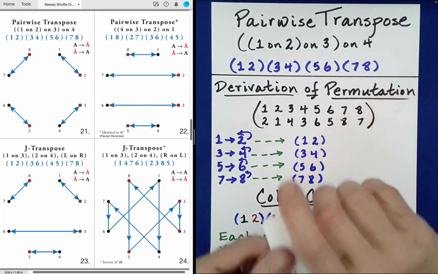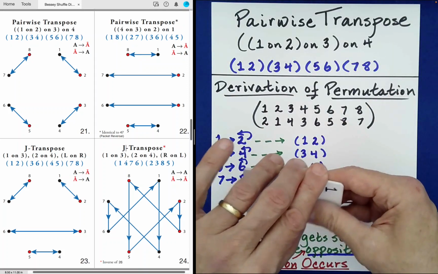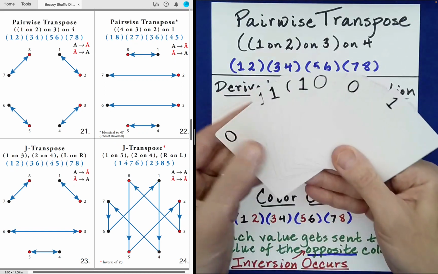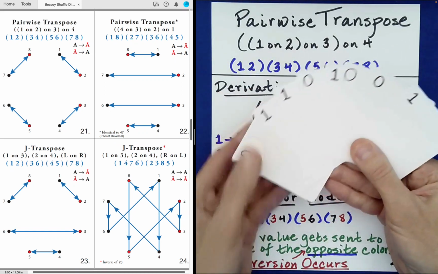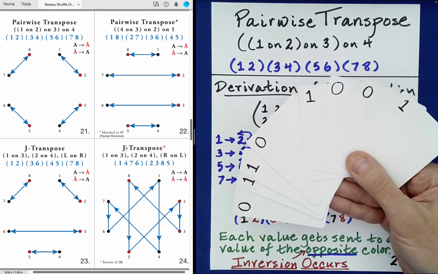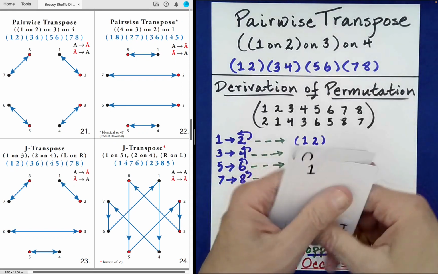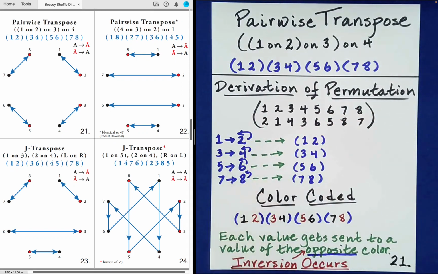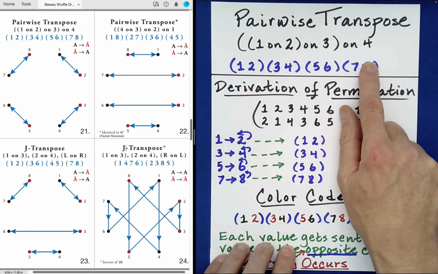Now what will occur, the Bessey sequence we began with, which was 1, 0, 0, 1, 0, 1, 1, 0, will now be inverted to 0, 1, 1, 0, 1, 0, 0, 1. So indeed, this shuffle inverts Bessey sequences. And because of that, we say that the pairwise transpose, with stacking as indicated here, is a Bessey shuffle, and that's because it preserves, or in this case, inverts Bessey sequences.